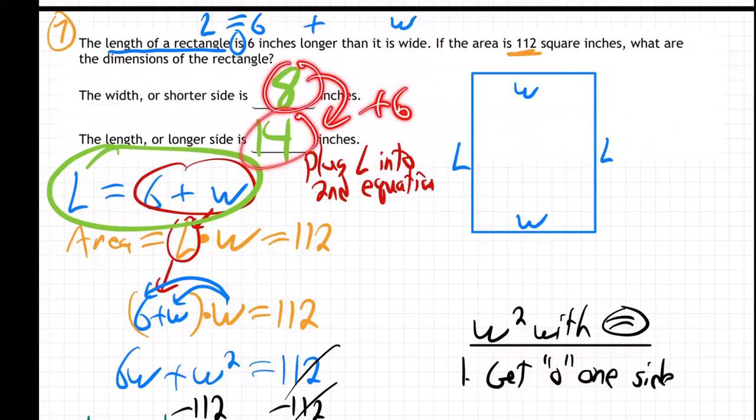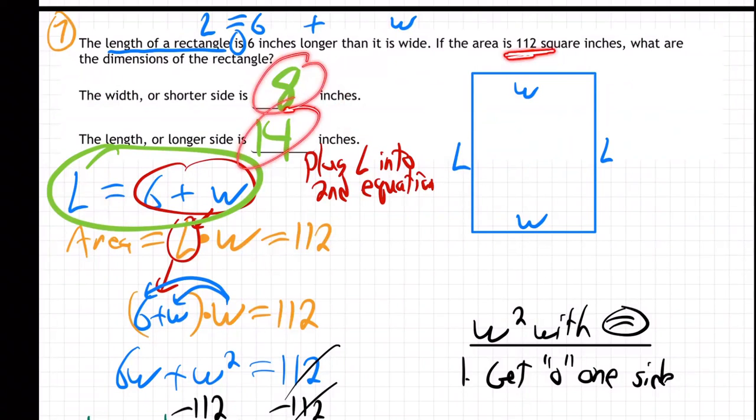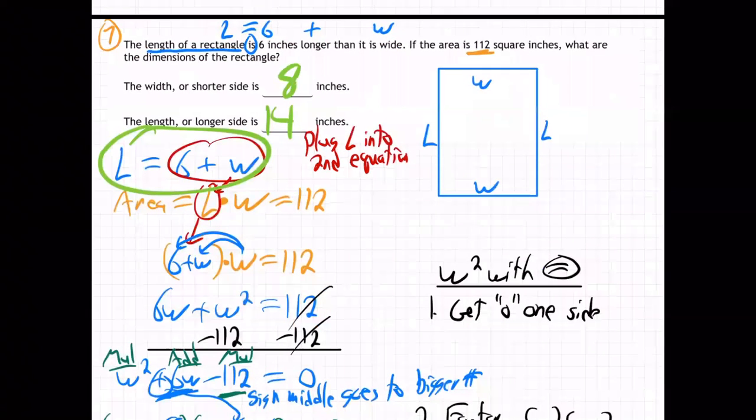You'll get that one. And the area is 112, meaning this times this is 112. You can check it on your calculator. It is 112. 8 times 14 is 112, which is the area of the rectangle. It all worked out perfectly. So let me recap real quick. So what did we do?